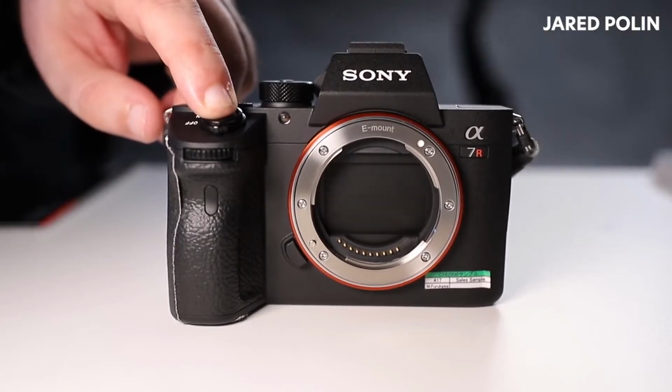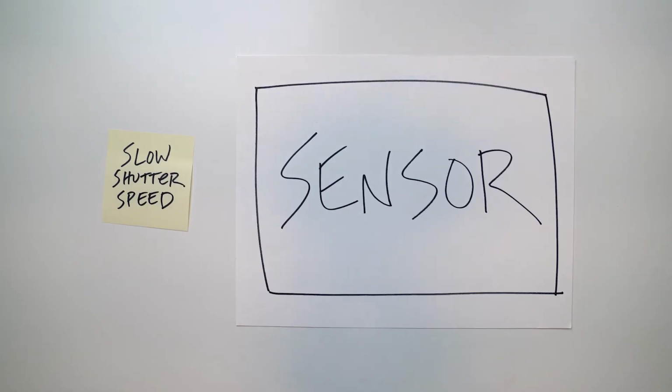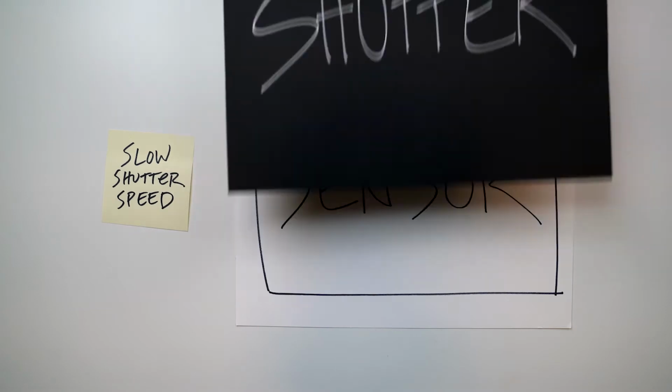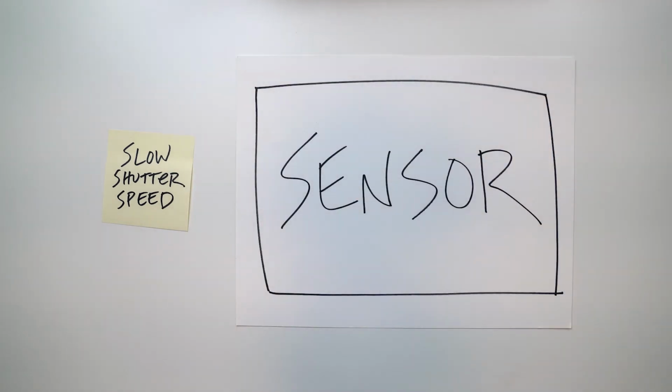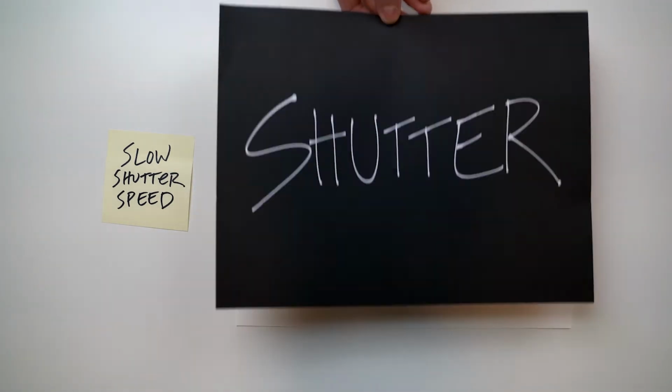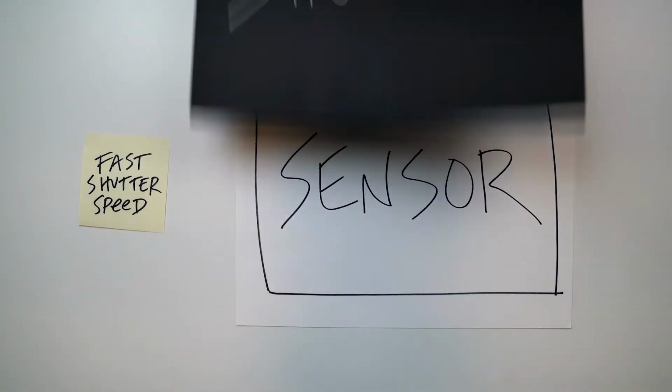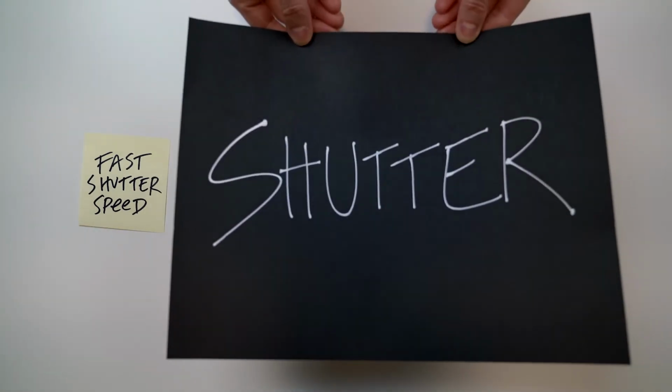So shutter speed then is how fast the shutter opens and closes, and it affects how long your sensor is exposed to light. A slow shutter speed means that the sensor is exposed to light for more time, and so it means a brighter exposure. And a fast shutter speed means the sensor is exposed to light for less time, and so it means a darker exposure.